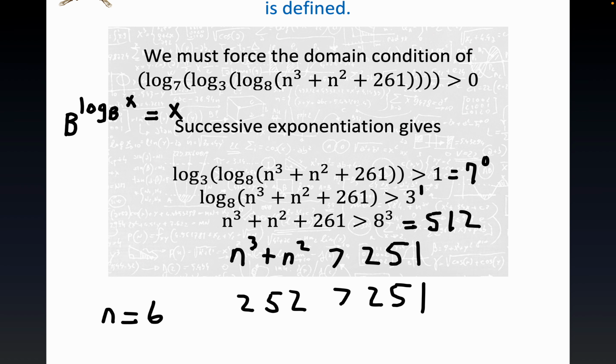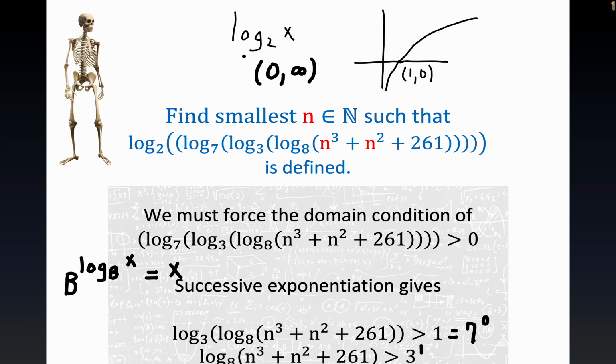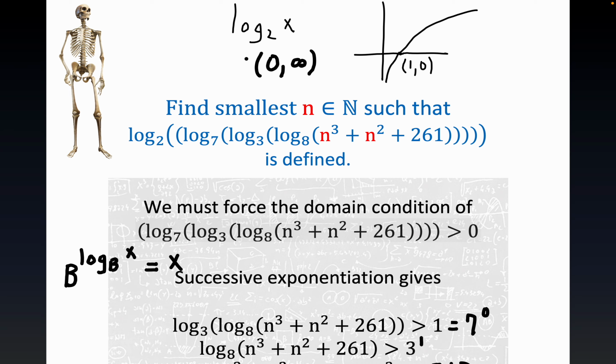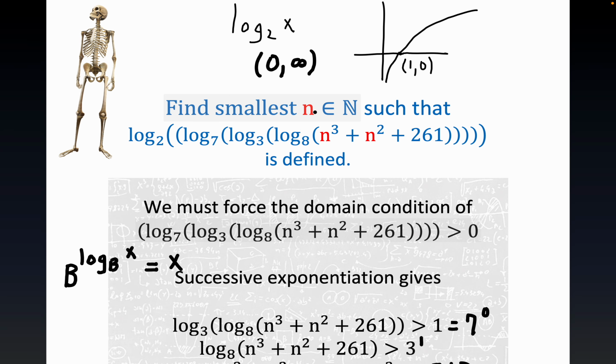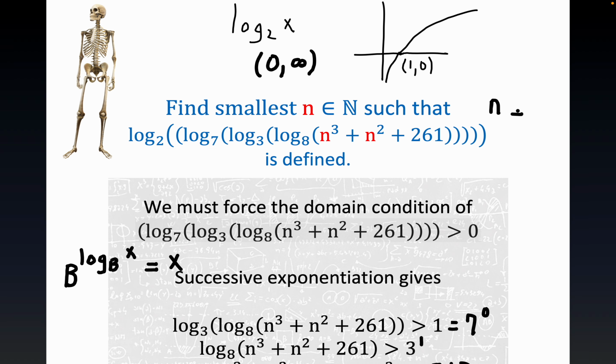Now, just so this is our answer, n equals 6 is the smallest natural number such that this original expression up here is defined. I'll just write it here for the sake of clarity. So the smallest natural number n such that this expression is defined is n equals 6. Okay, that is our answer.